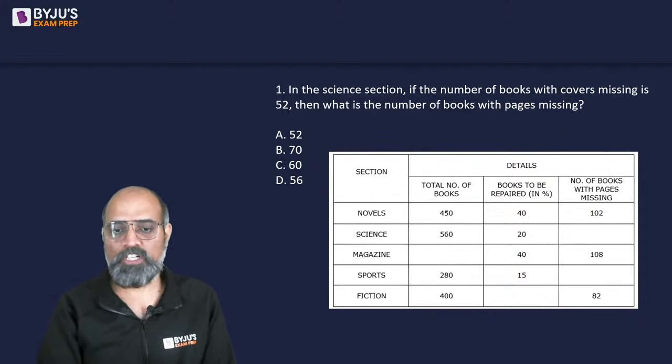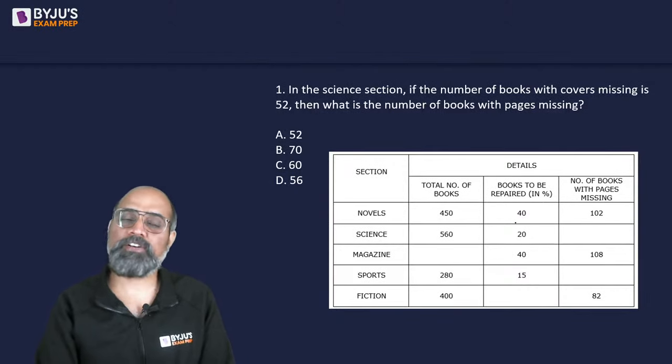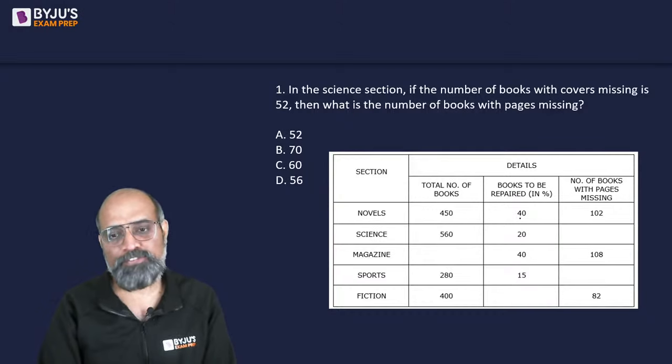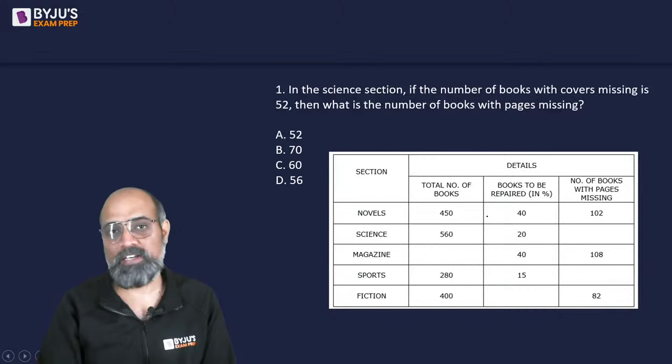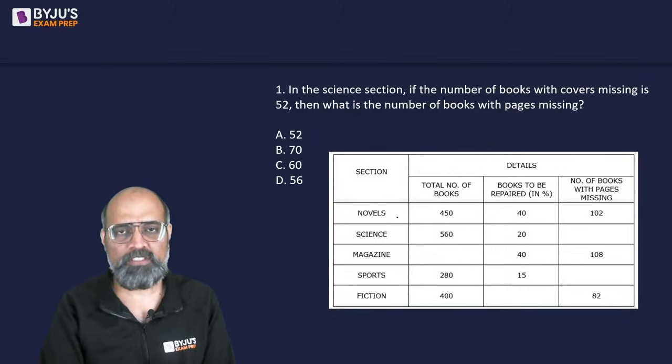So total number of books is 450, and we need 40% of it. What is 40% going to be? Can we say 10% is 45? So 20% will be 90. So 40% is going to be 180, right? That is for novels. Right now we are asked about the science section.